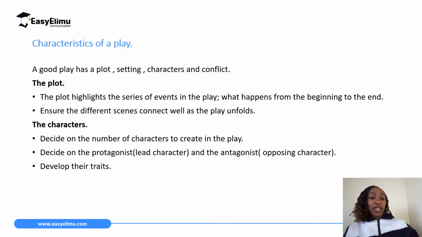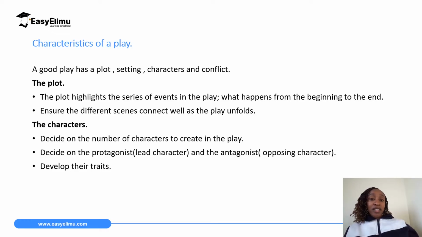A good play has a plot. So what is the plot? The plot is the flow of events, the order of events. So the plot highlights the series of events in the play. So what happens from the beginning to the end of the play? How do the events flow? What do the characters do? Are there any characters that die? Are there any characters that are born? That flow is called plot, and it is important if you're writing a play to have a good plot. The plot ensures that different scenes are well connected as the play unfolds.